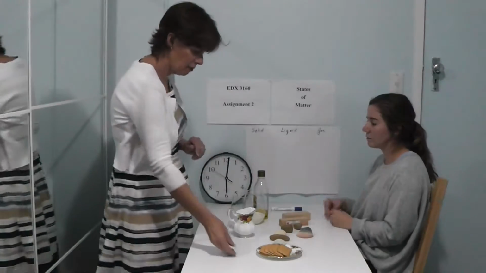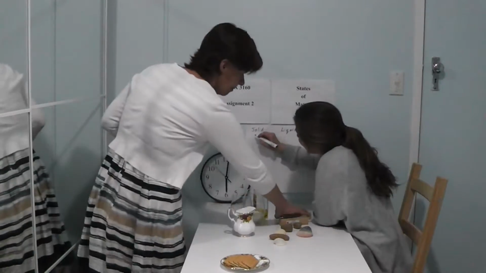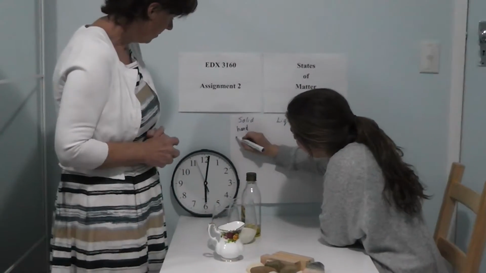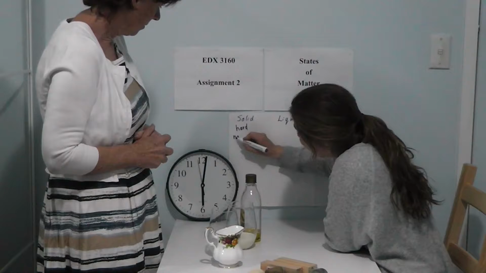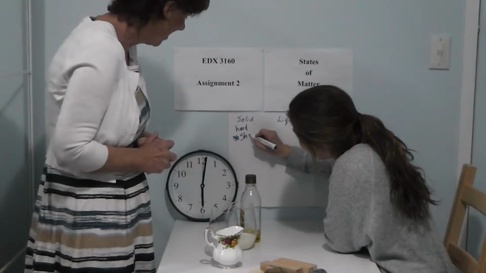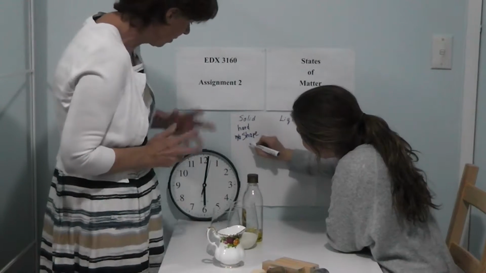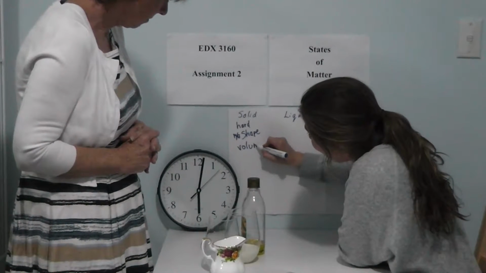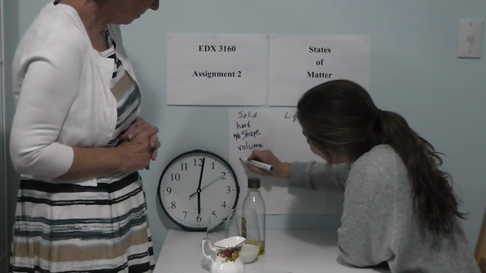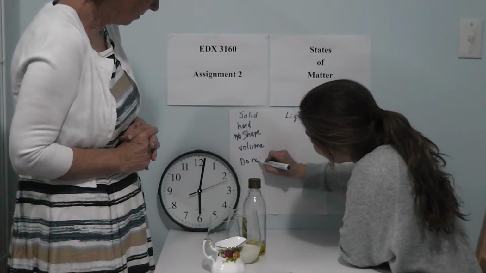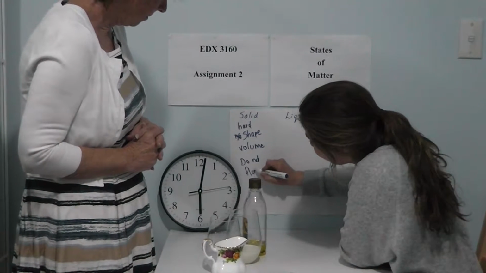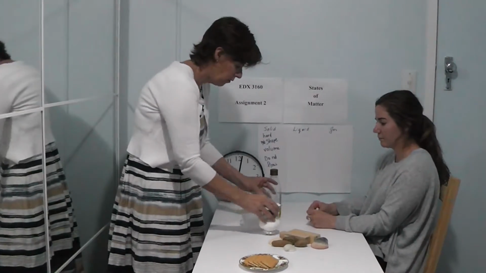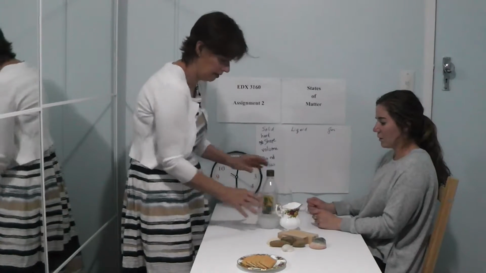If you could list those properties down for me, please. So they're hard. They have shape. They have volume, and they do not flow. It's always good when you make a mistake because you've gone back, you've thought about it, and you can see where you've gone wrong. All right, let's have a look at your liquids now.